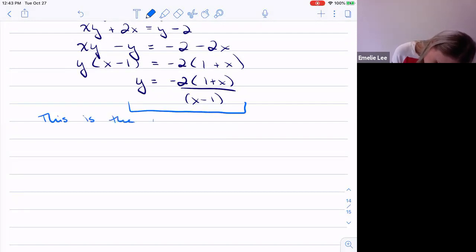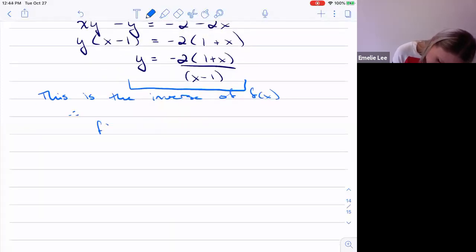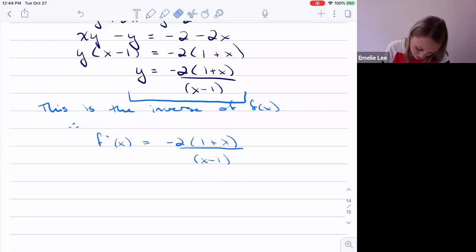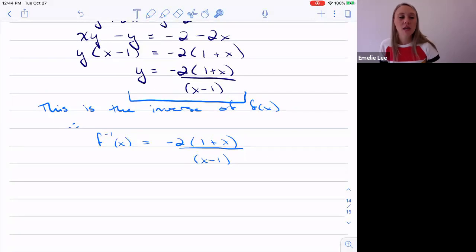This is the inverse of f of x. Therefore, f inverse of x is negative 2 times (1 plus x) over (x minus 1). So there's a lot of work that we can do around these inverses, right?